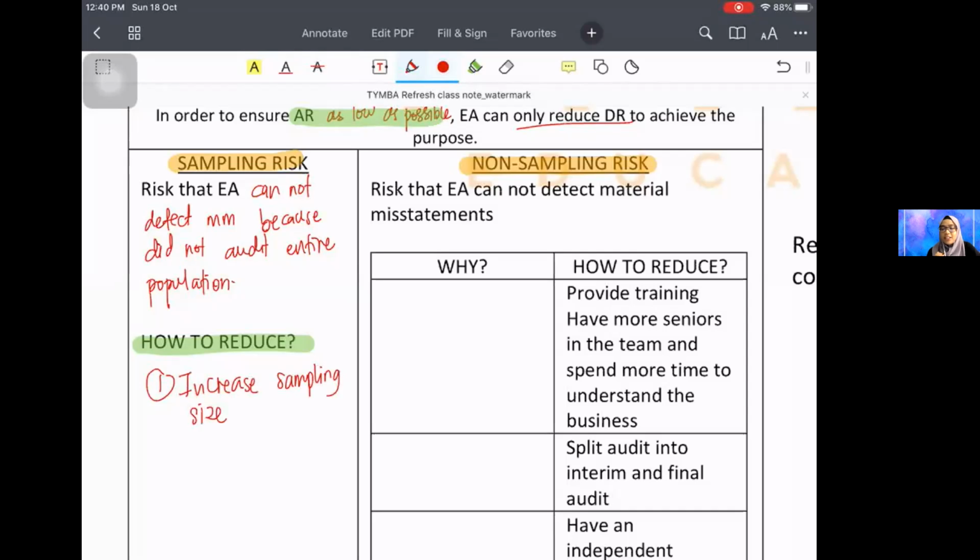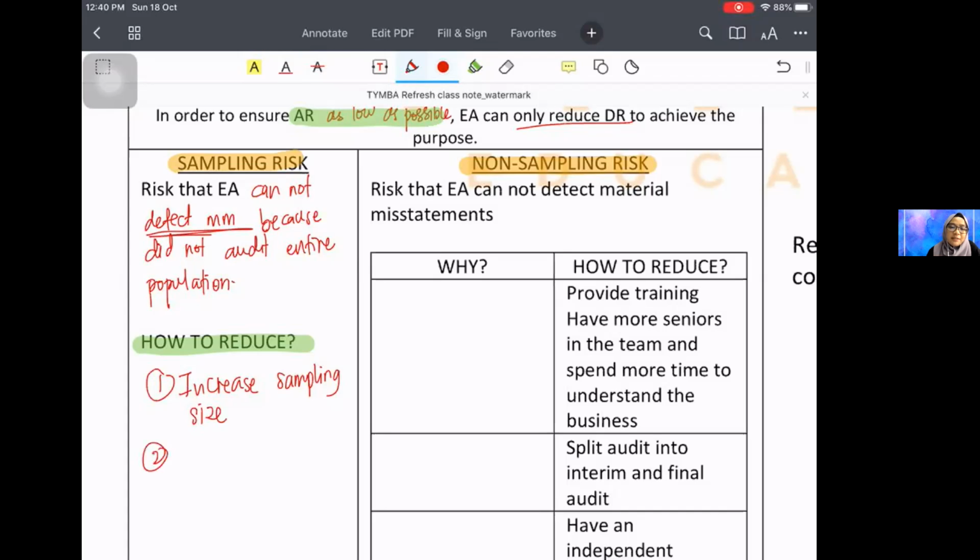So if at first you take a 10% sample, then increase your sampling size to 20%, then increase to 50% and 60% until you feel confident that you're able to detect material misstatement. Only then you're able to reduce the R to be as low as possible, and so you have reduced your audit risk. Increase sampling size.